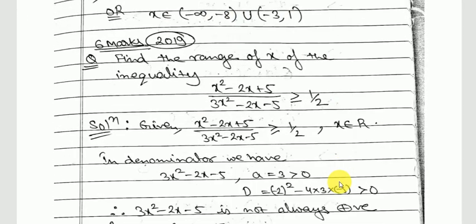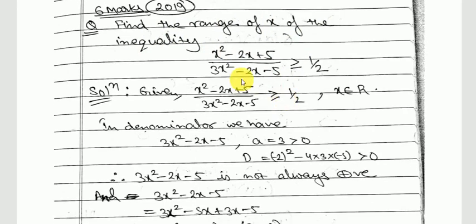Now we come to the next question, okay, no number to this question. It has 6 marks. It had come in 2019, okay. Here it says find the range of x of the inequality. So what we will do is, as I told you, you have to check the denominator. You should look for the values of x for which denominator is getting 0, okay. And we should check if it's positive.